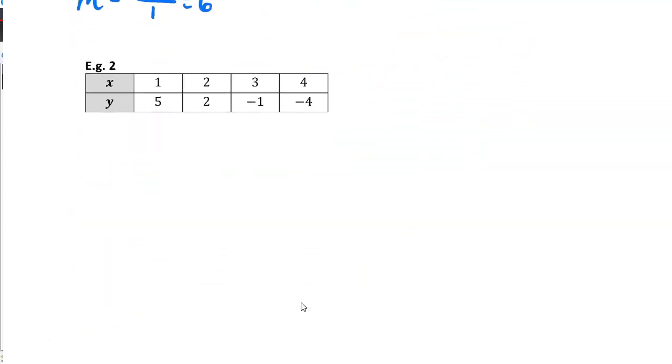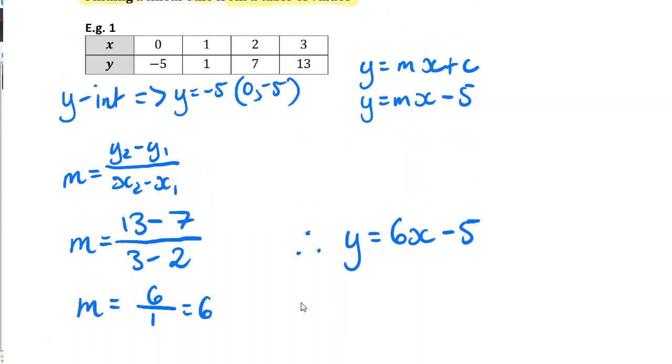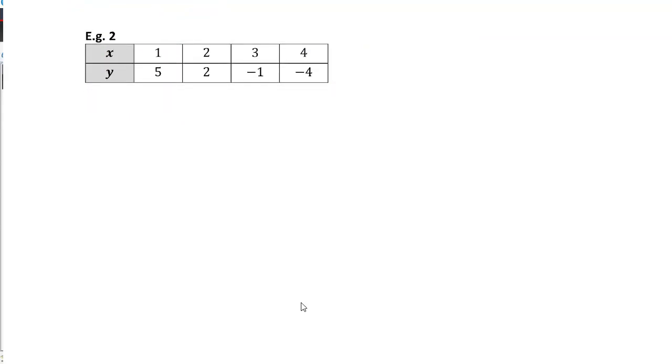Now, here's another table of values. Now this time we don't have our y-intercept like we did here because we've got no x equal to 0. So we'll have to, from our partial equation, work it out. So remember, we always start with our y equals mx plus c. All right, so first off, let's work out this m.